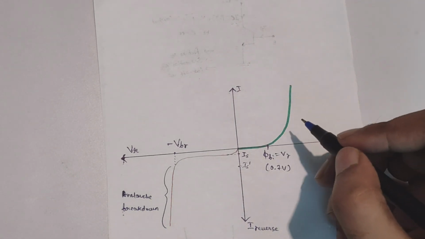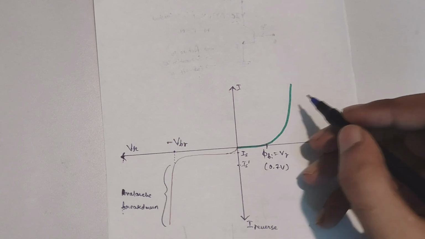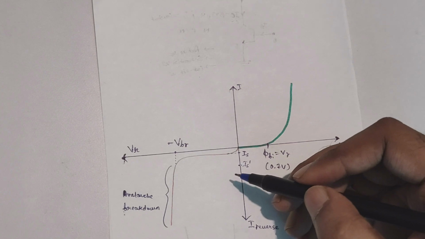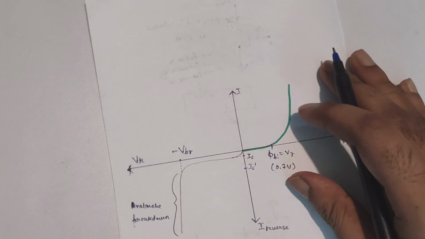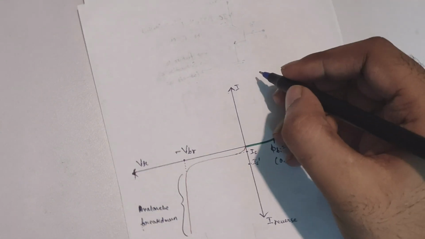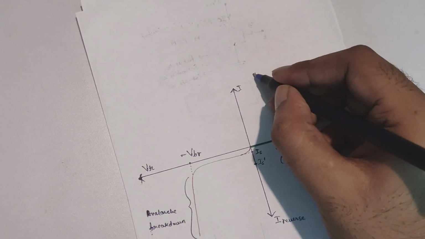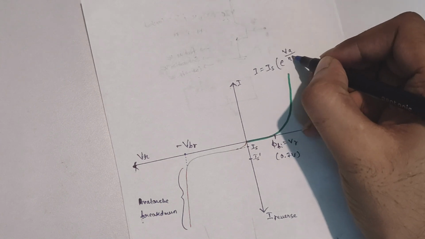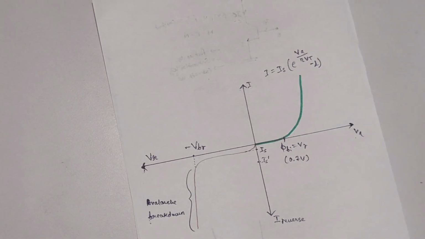Actually, in a PN junction diode, the forward bias current has a different equation and the reverse bias current has a different equation. So the equation in the forward bias mode will be, so this is the equation of the current in forward bias mode.